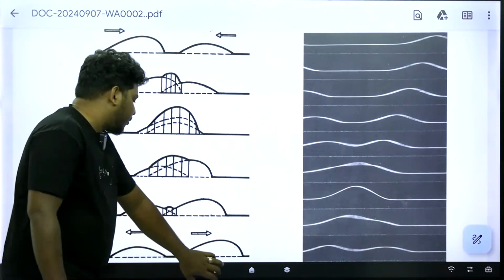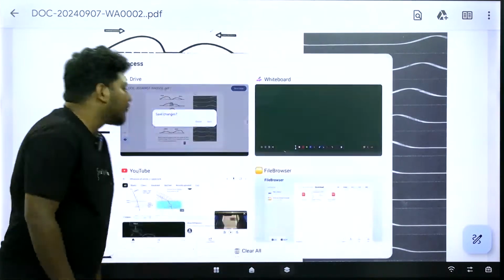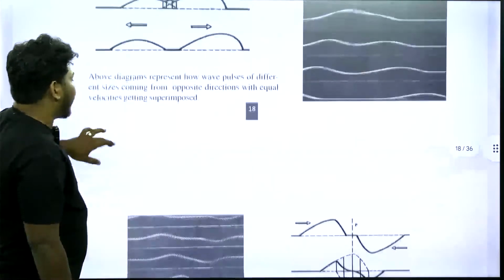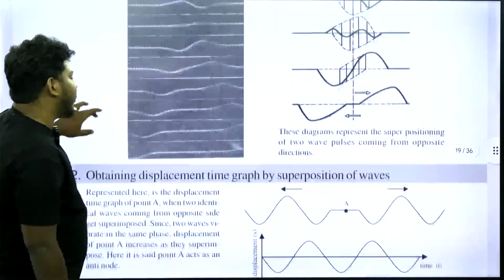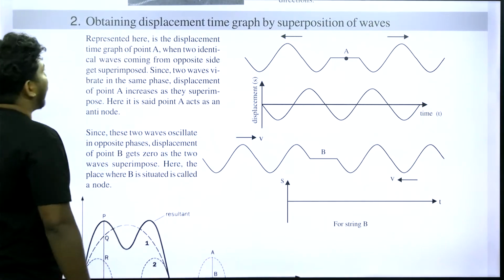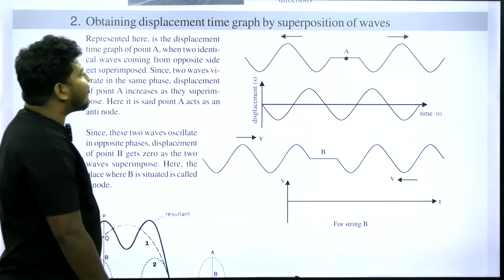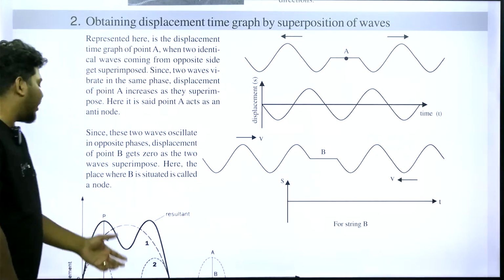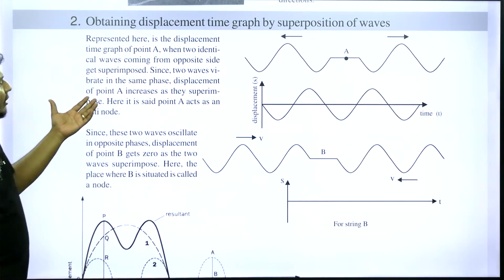Right, okay. So let's move to the next one after the superposition. So this is how the superposition is working. And let's come to the second one, obtaining the displacement time graph by superposition of waves. This is one of the other uses of this superposition.